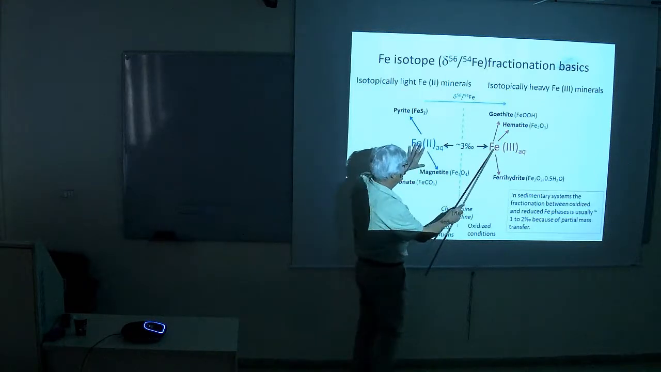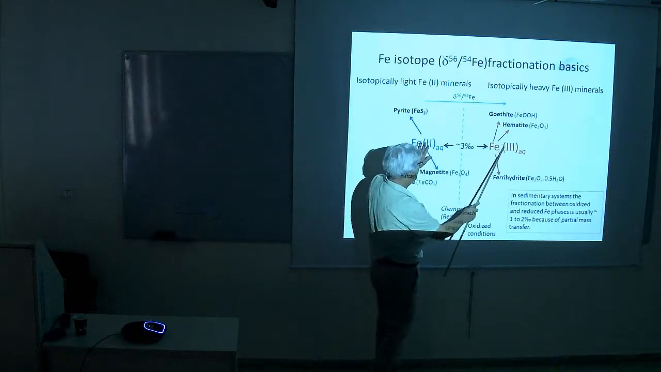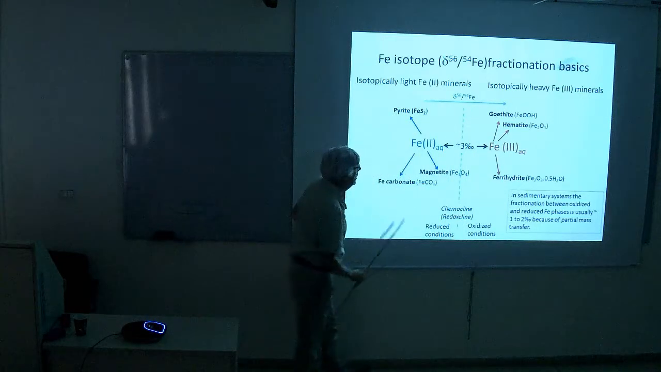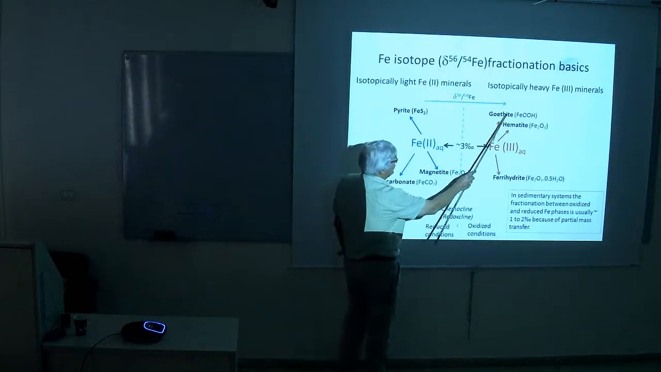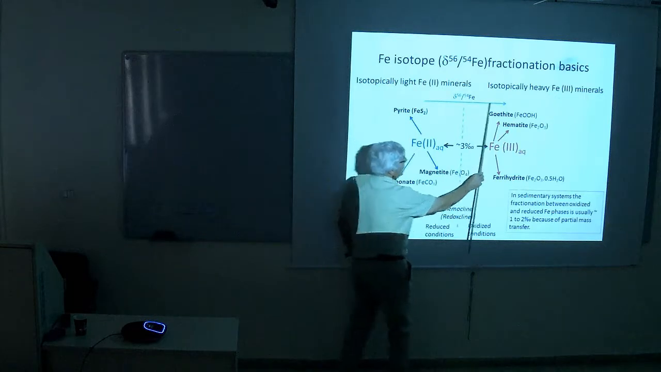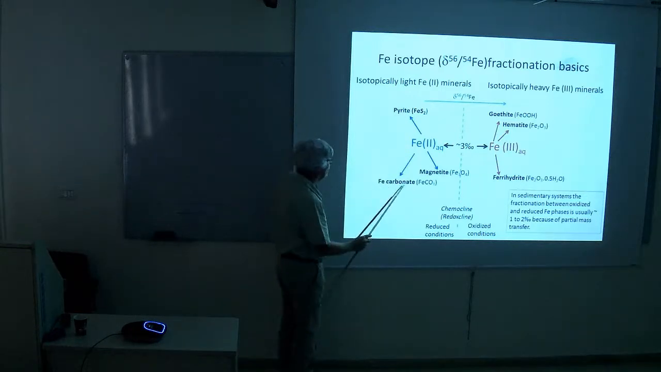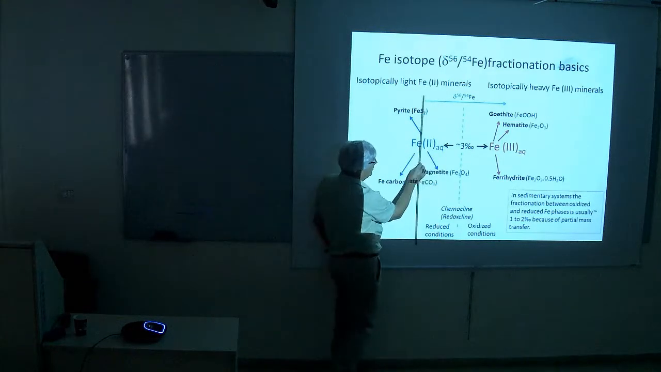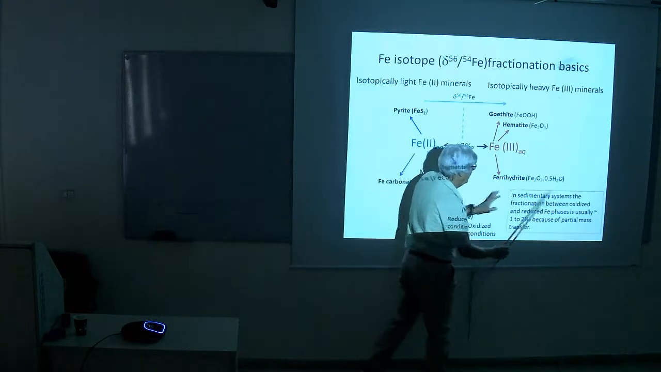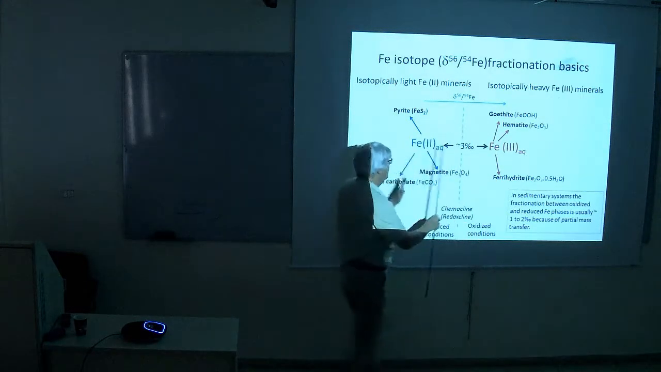The fractionation between Fe3 in solution and Fe2 in solution is about 3 per mil. And this difference more or less reflects the minerals: the oxidized iron minerals with Fe3, like goethite, hematite, and pyrite, are all heavy, whereas the Fe2 minerals like chlorite, iron carbonate, and even magnetite tend to be light. So you have this fractionation, and generally the fractionations are about 1 to 2 per mil, not as large as this 3 per mil.